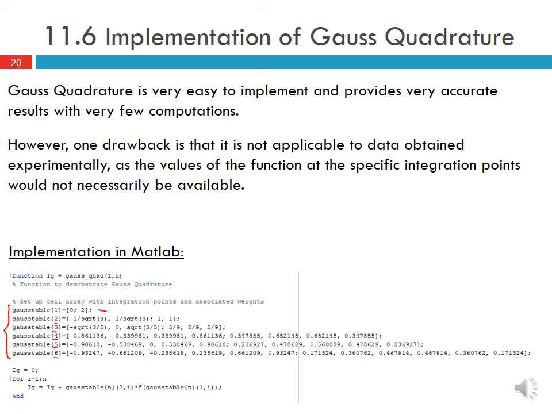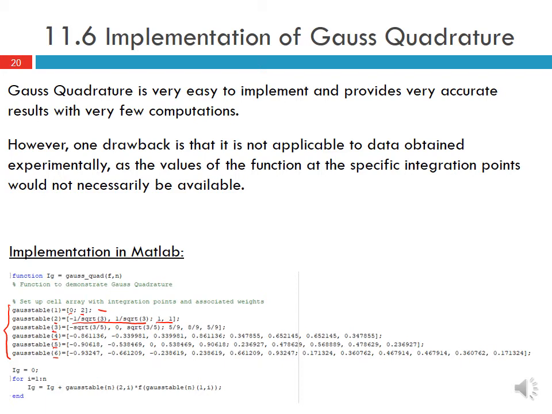And then within each of those cells, a matrix is defined. The first row is the integration points, and the second row is the weights. So for 2 integration points they were minus 1 over the square root of 3 and 1 over the square root of 3, and the weights were 1 and 1. And similarly down. Just following the procedure that we just went through, that's how you can find the integration points and the associated weights, and then you can program them into a table like this that you can look up for the number of integration points that you're interested in.